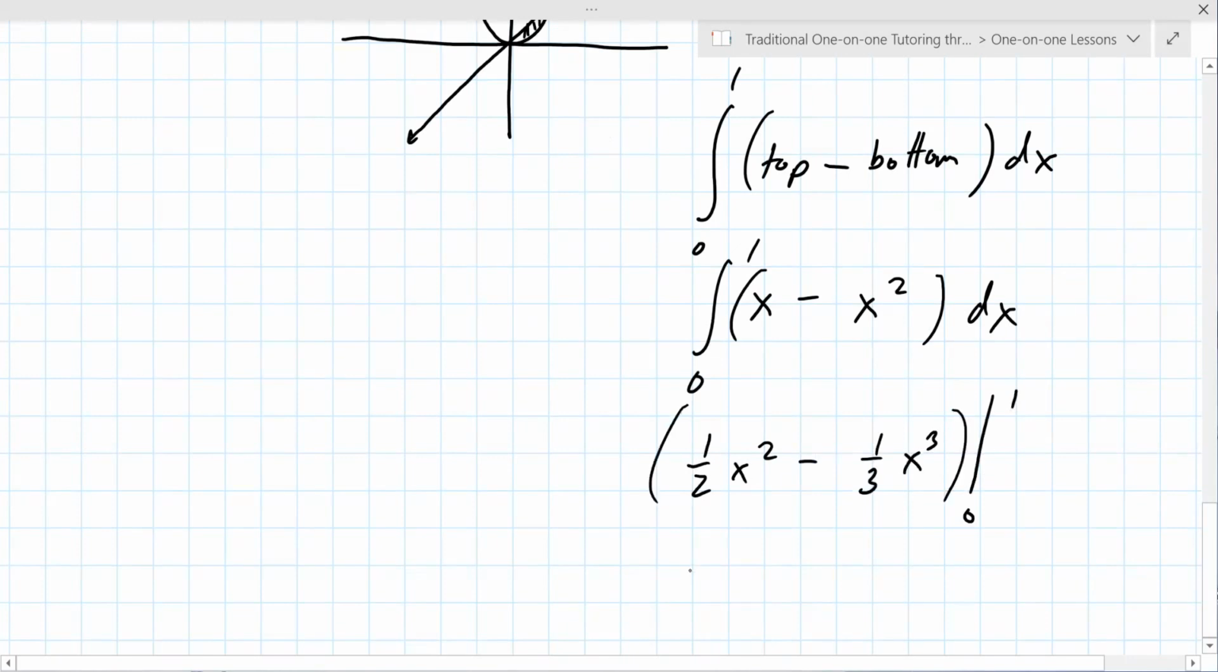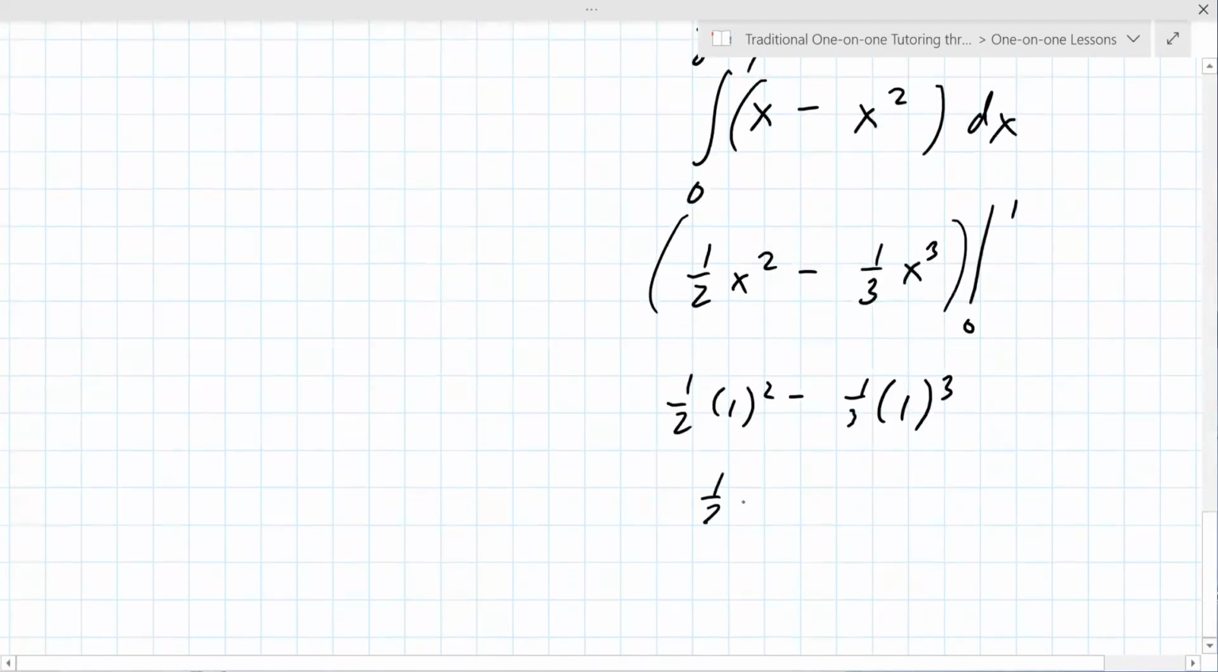All right, so this is 1/2 times 1 squared minus 1/3 times 1 cubed. When you evaluate a polynomial at 0, it's 0, so you don't have to do that. 1/2 minus 1/3 ends up being 1/6. There could be an infinite number of variations on this type of problem, or these three. There's really no limit to what they can do.